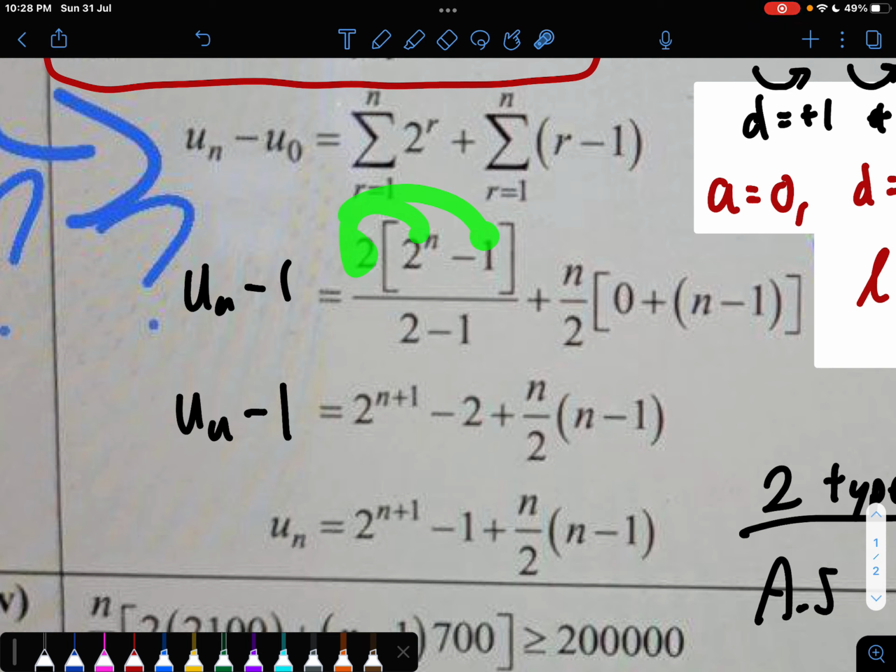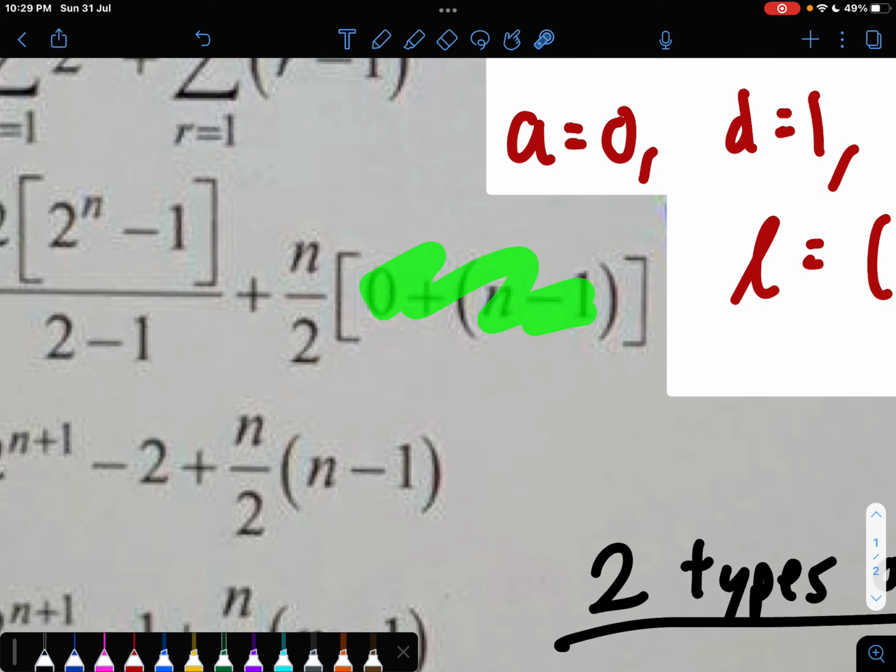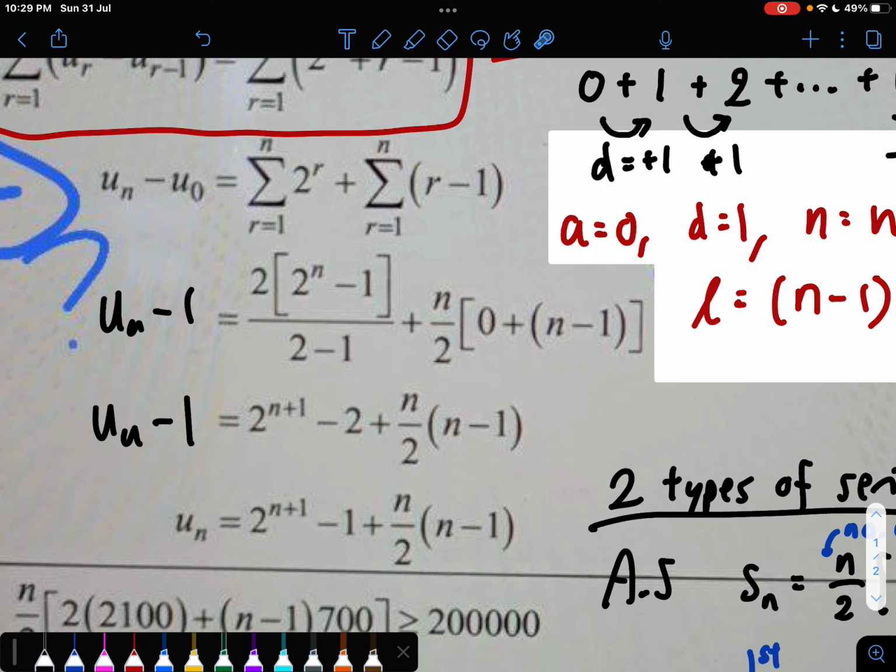What do you get? 2 times 2 power n. 2 is just 2 power 1. So same base, 2, different power, 1 and n. Multiply. What happens to your power? You add the power. So 1 plus n, n plus 1. 2 times negative 1, negative 2. Okay, good. Then next one, 0 plus n minus 1, n minus 1. Then you just have n over 2 times n minus 1. Yeah, then just now I already explained, minus 1 bring over, become plus 1, minus 2 plus 1, get a negative 1 over there, and then we're done.